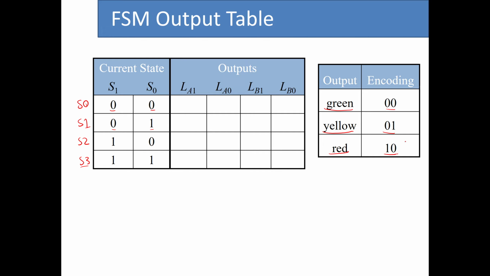So not only do we have the state encoding, but we may also require output encoding too. The encoding that I considered here is for green to be 0, 0, for yellow to be 0, 1, for red to be 1, 0. Now, based on the state transition diagram, we can fill out the output table too. You remember when we were at state 0, LA was green. So that means that the 2 bits that I consider for LA are both 0.